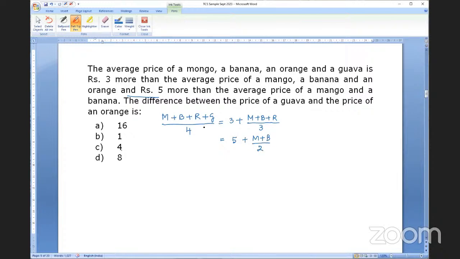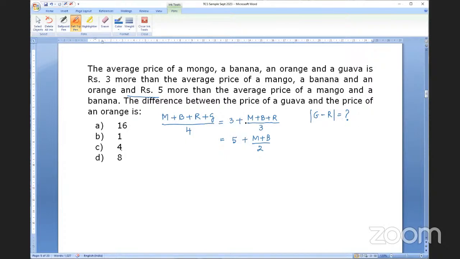So we will have these two equations with us. With help of this, we need to find the difference between the price of guava and orange. G minus R is what our task is.